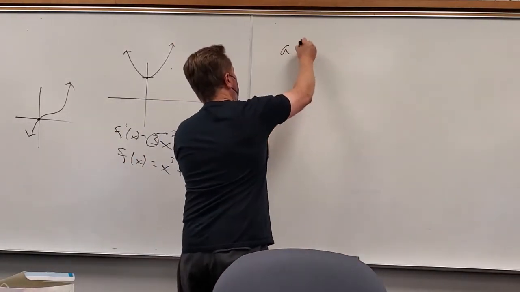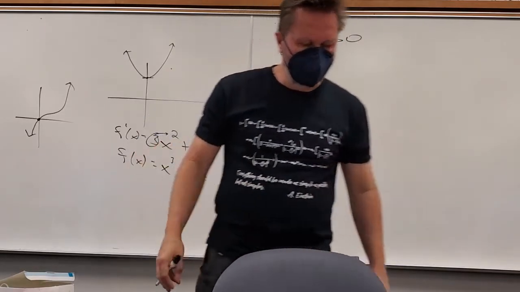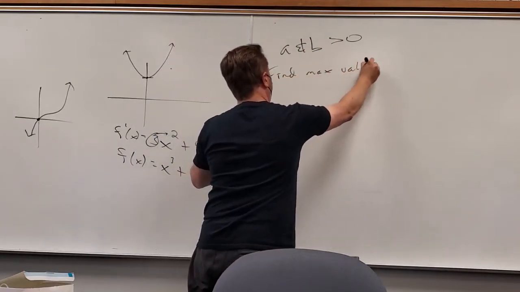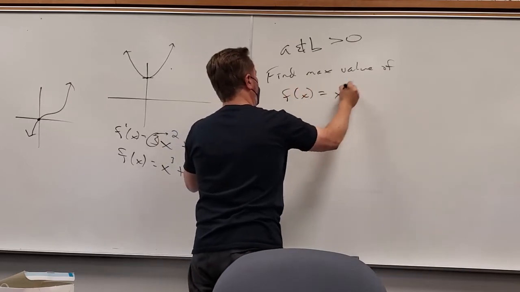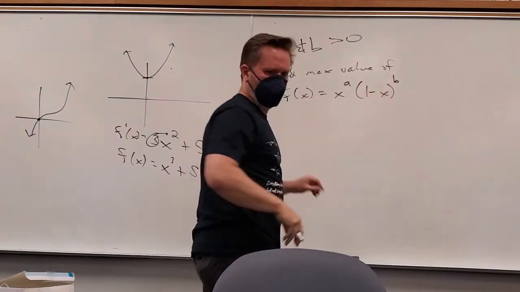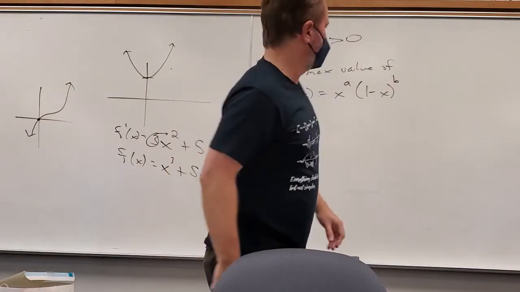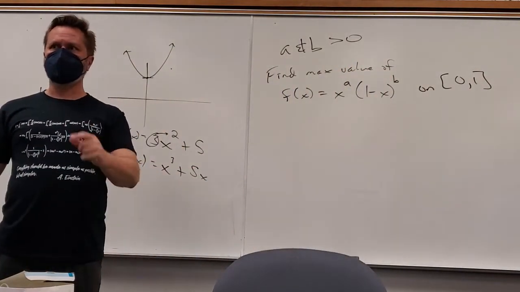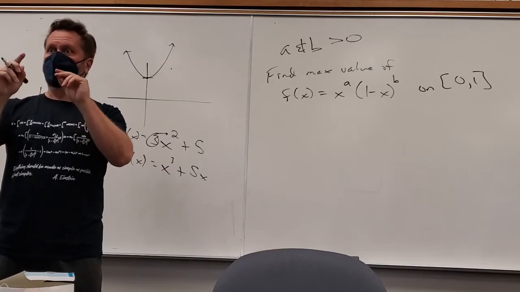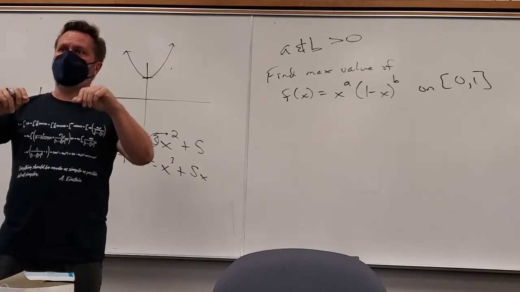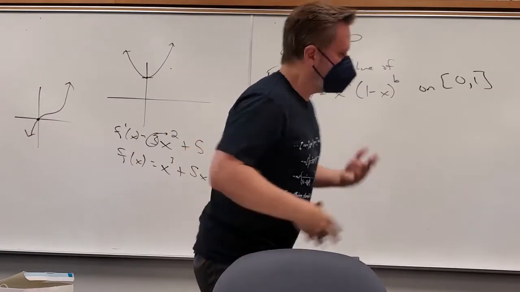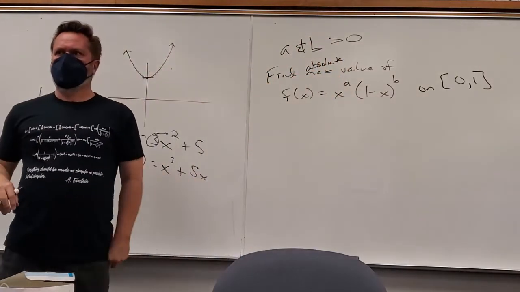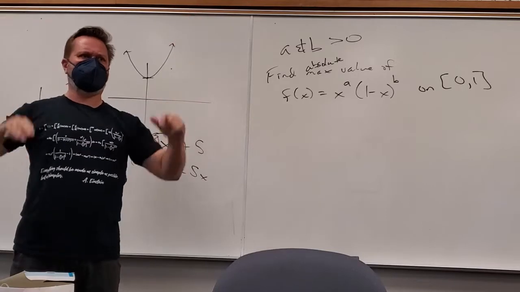63, they give me that A and B are positive. Find the max value of, what was it? This, right? On 0 to 1, right? Now, this is almost exactly the same as what we just did. They don't say absolute, but they mean absolute. I'll tell you this, that's what they mean, because they give us an interval, so normally that means absolute.